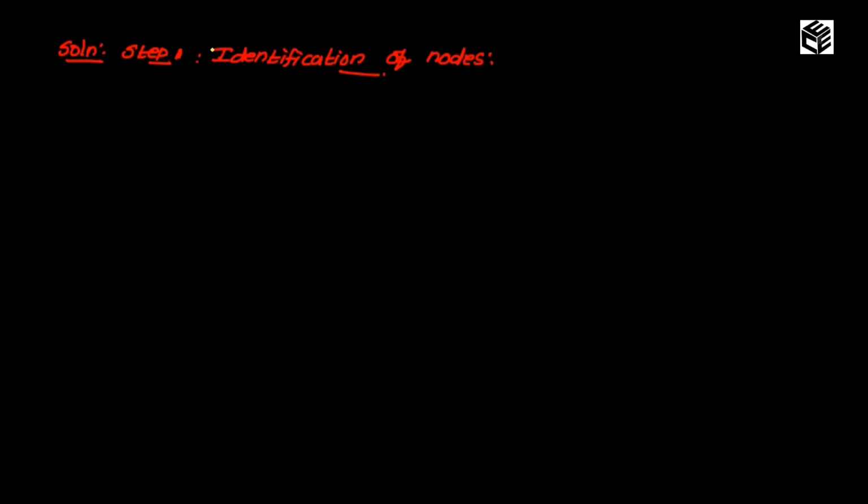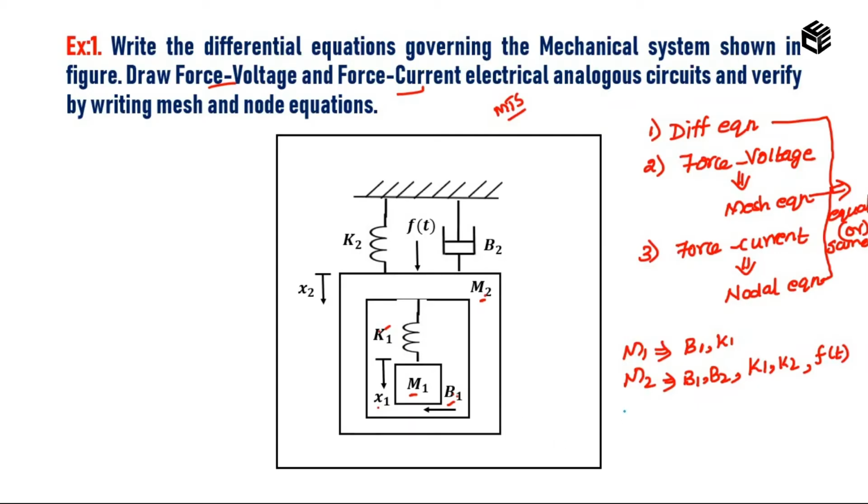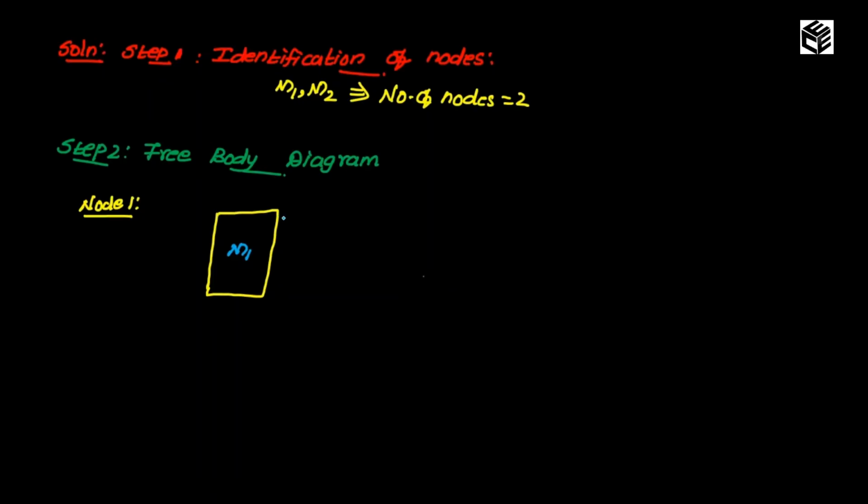So our step 1 is identification of nodes. Here we have two nodes, M1 and M2, which says that the number of nodes is equal to 2. Our second step is the free body diagram. I am drawing the free body diagram for node 1. Node 1 is M1. To M1, we have seen the elements connected are B1 and K1. There is no applied force. We have opposing forces FM1, FB1 and FK1. M1 is provided with a displacement x1.